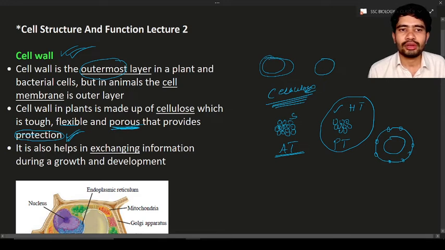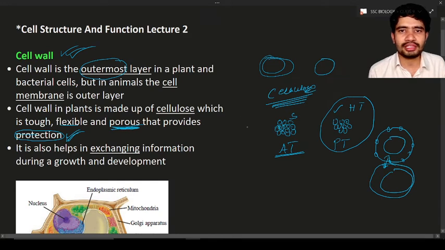It is also going to exchange information during growth and development. Let us consider this is the cell wall of one plant cell, and this is the cell wall of another cell of the plant. This is the cell membrane, and so on. It means information is exchanged from one cell to another cell through the cell wall. During growth and development, this is one of the important functions. So this is about the cell wall.